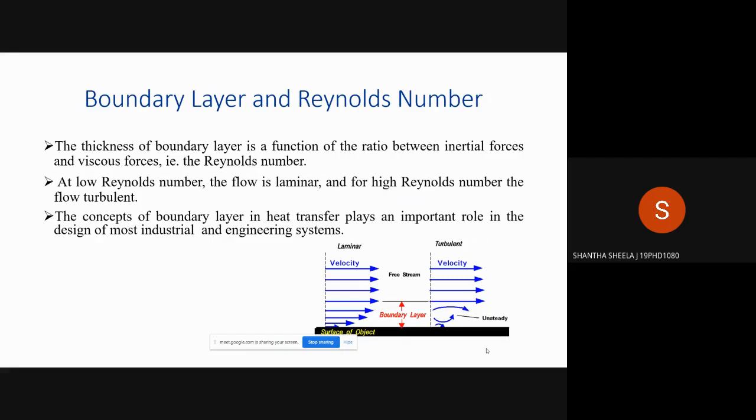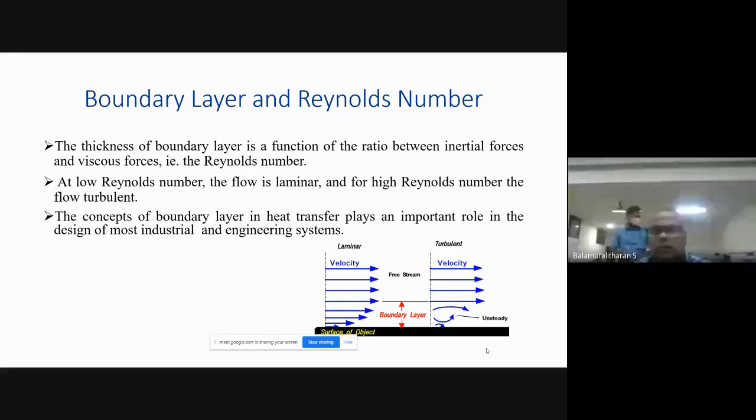Here I have described the boundary layer and the Reynolds number combined. The thickness of the boundary layer is a function of the ratio between inertial force and viscous force, that is the Reynolds number. Mathematically, the Reynolds number Re is represented by rho V L by nu. At low Reynolds number the flow is laminar, that is, it is less than 2300.